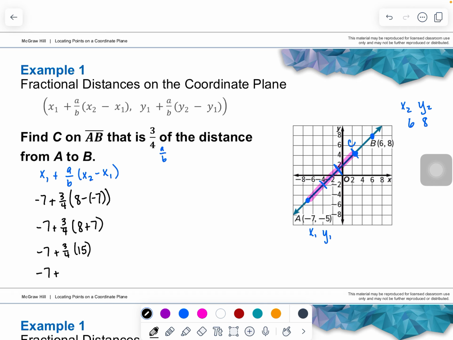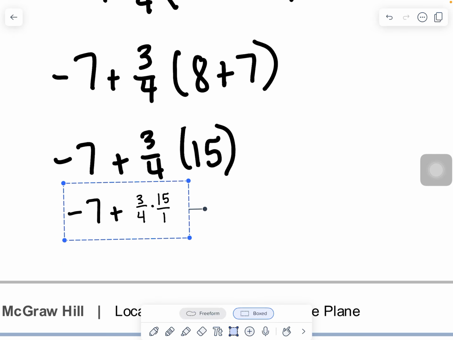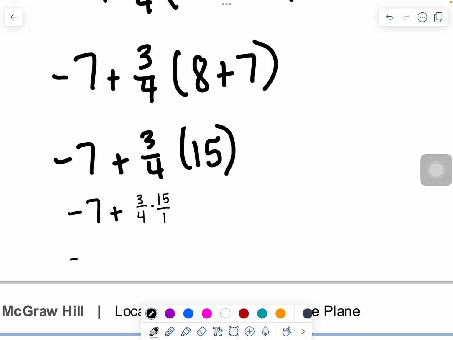that, do you guys remember fractions? It's been a hot second since we've done fractions, hasn't it? Well, if you remember this, 3/4, I'm going to zoom in a bit. I'm going to make my lead a little bit smaller too. There we go. 3/4 times 15/1. That's the same thing. Okay. And we'll make that a bit smaller there and go, that's -7 plus, and we'll multiply across the top.